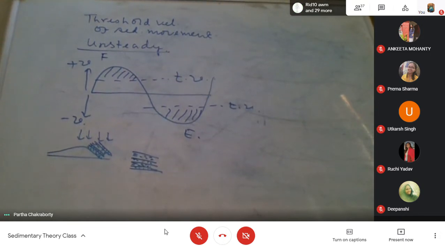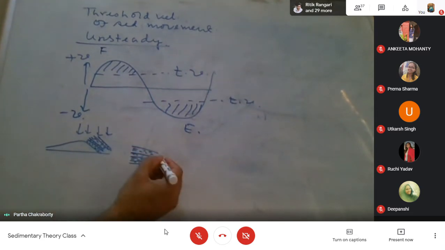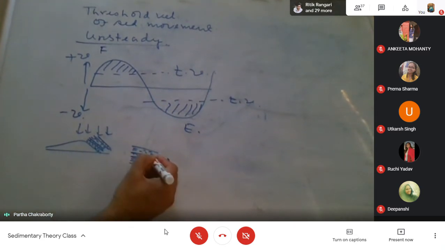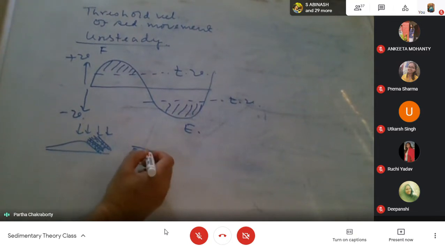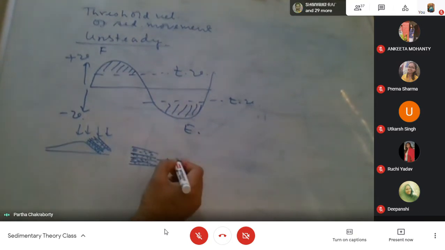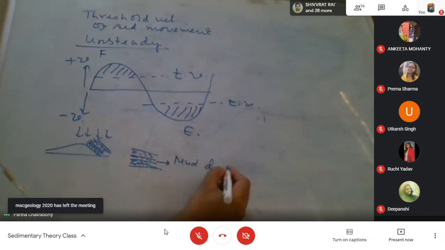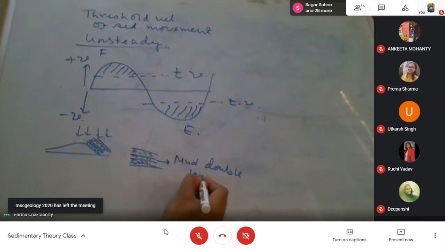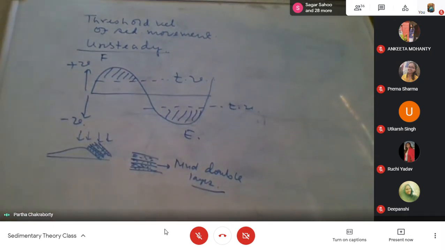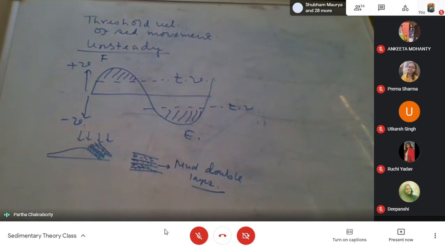What do we call this? A sand laminae that is bounded by two mud laminae. Each sand laminae will be bounded by two mud laminae. We call it the mud double layer. Mud double layer. And each sand will basically be bounded by two mud laminae. Is it clear, or any problem? Then you can ask me.